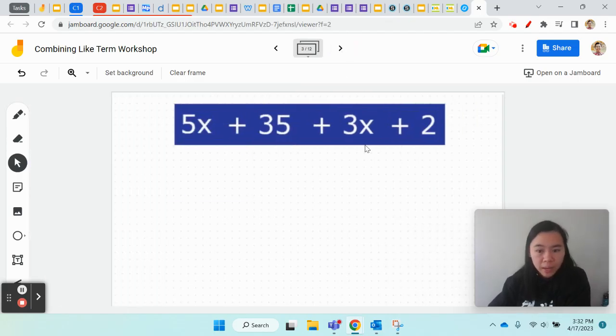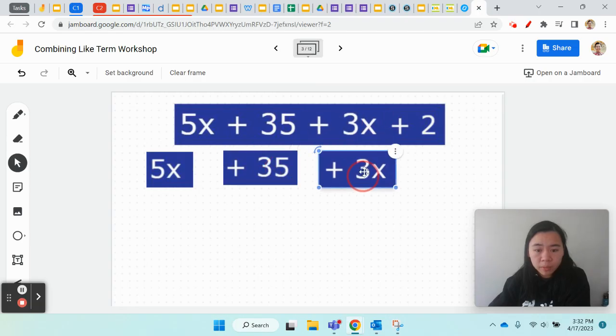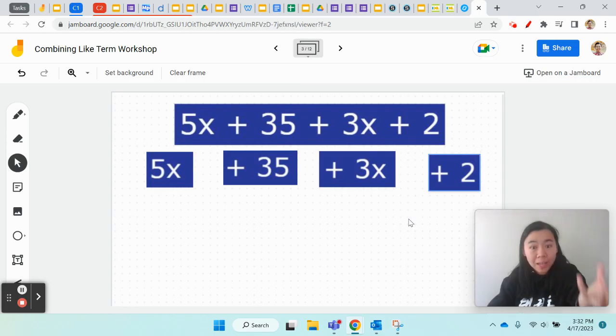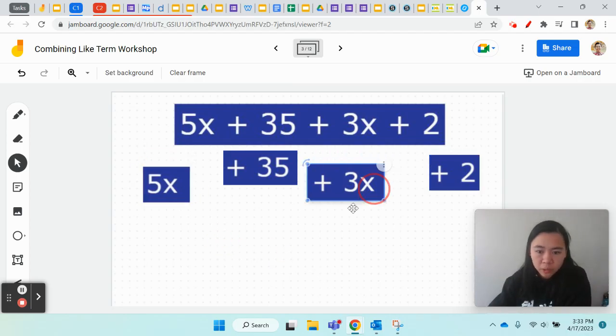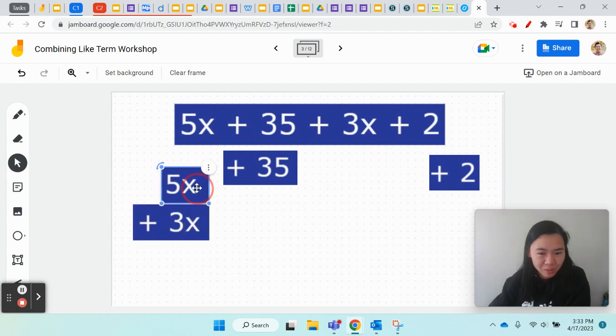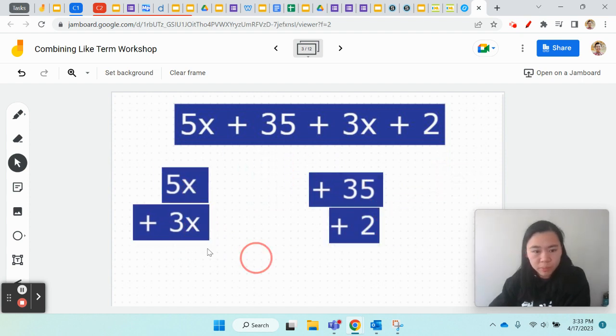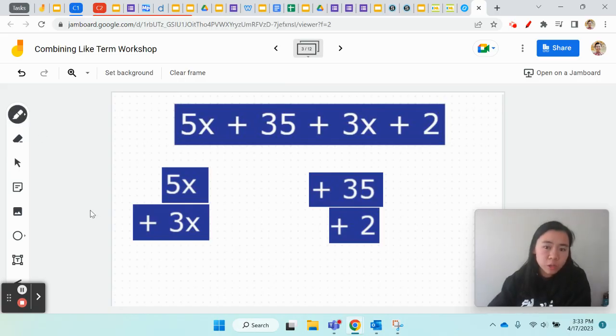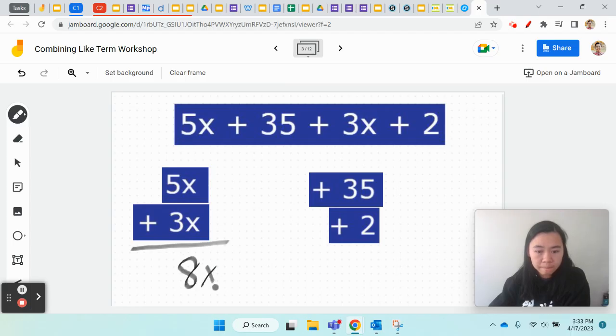Here's another example. I see 4 terms. I'm going to break them up, and then I'm going to create these families of like terms. So we have a family of x. I'm also going to include this 3x in the family. And then we have 2 integers that we can also combine. So when I simplify this expression by combining like terms, 5x plus 3x is now 8x. A positive 35 plus 2, now I have 37. Plus 37. 8x plus 37 is much easier to work with than 5x plus 35 plus 3x plus 2.